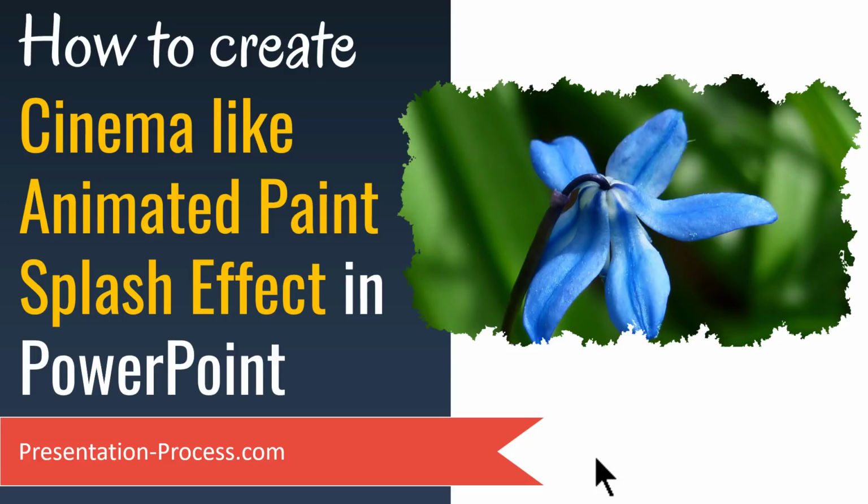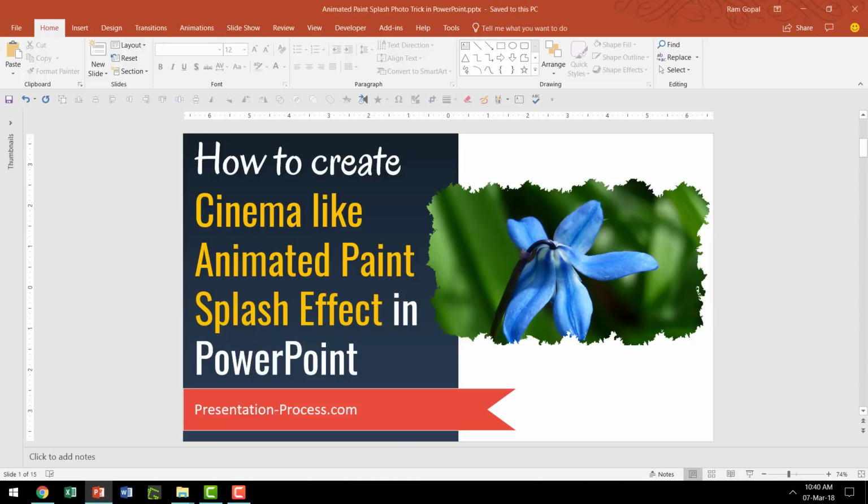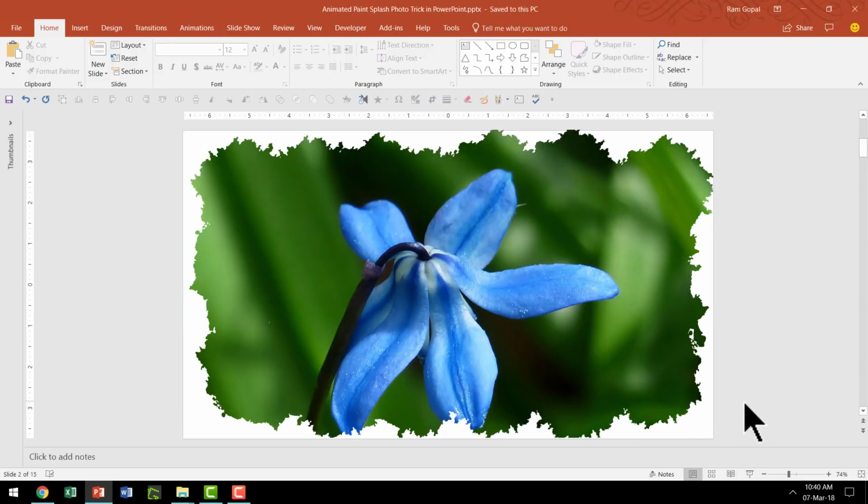In this video, you will learn how to create a cinema-like animated paint splash effect in PowerPoint. The beautiful cinema-like animated paint splash effect you will learn to create today looks like this. On a click, that is how the picture gets revealed. Isn't it beautiful? It's a very simple effect to create and it is a very impactful effect as well. Let me show you how to create this effect from scratch.